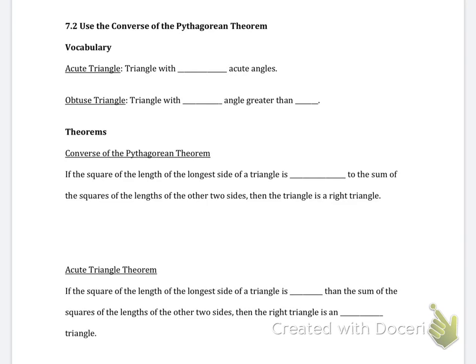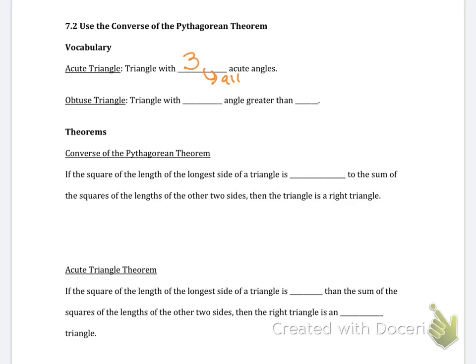Here are the 7-2 notes. You can fill them out in your own note sheet. So first vocab word, acute triangle. It's just a triangle with 3 acute angles, which means actually all of them are acute. And remember, acute means less than 90.